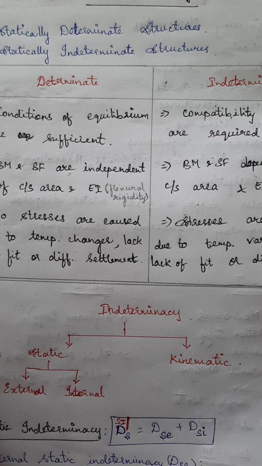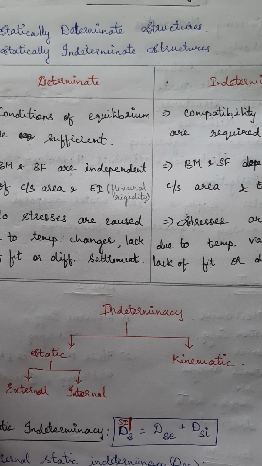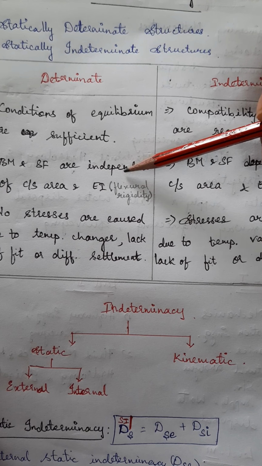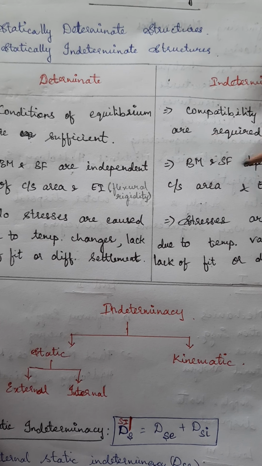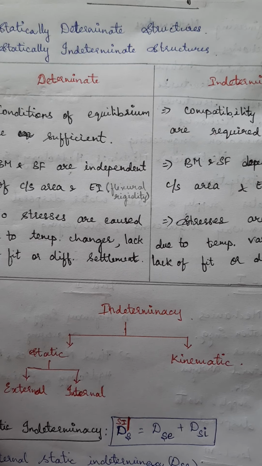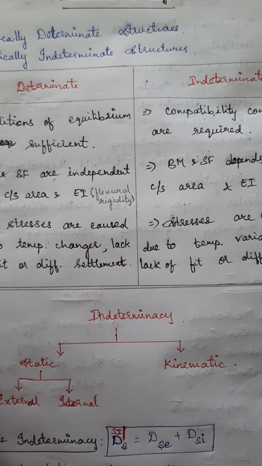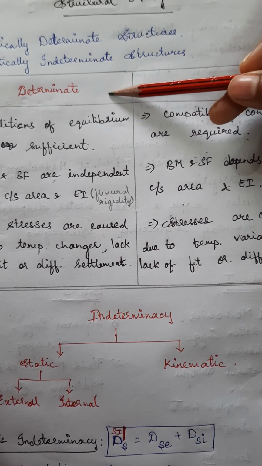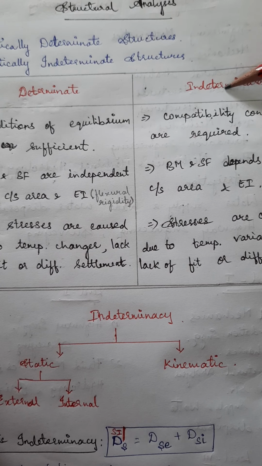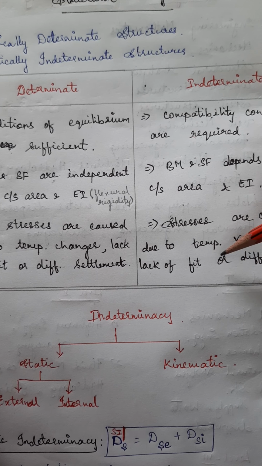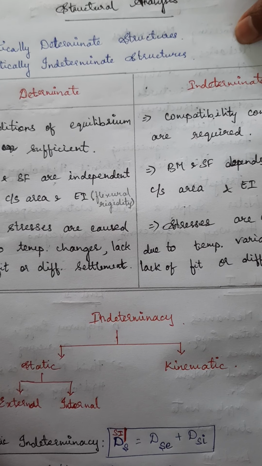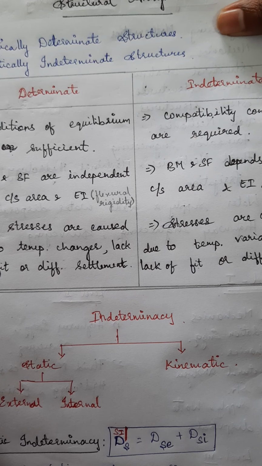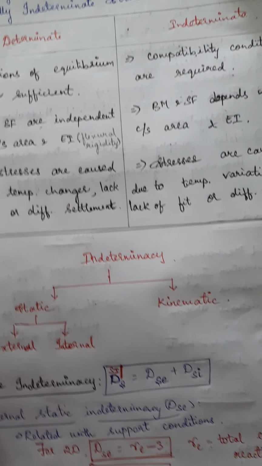Next, when coming to bending moment and shear force, in a determinate structure bending moment and shear force will be independent of cross sectional area and flexural rigidity, whereas in an indeterminate structure they depend upon the cross sectional area and flexural rigidity. When coming to stresses, no stresses will be caused in determinate structures, whereas in indeterminate structures stresses will be caused due to temperature variation, lack of fit or differential settlement. A determinate structure can be used as such, whereas an indeterminate structure should be converted into a determinate structure.